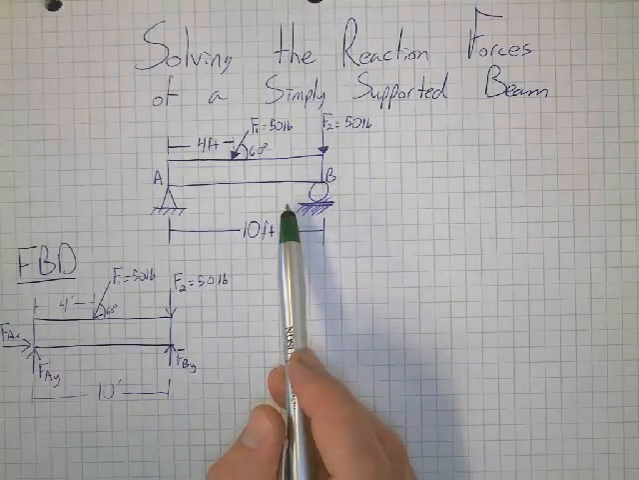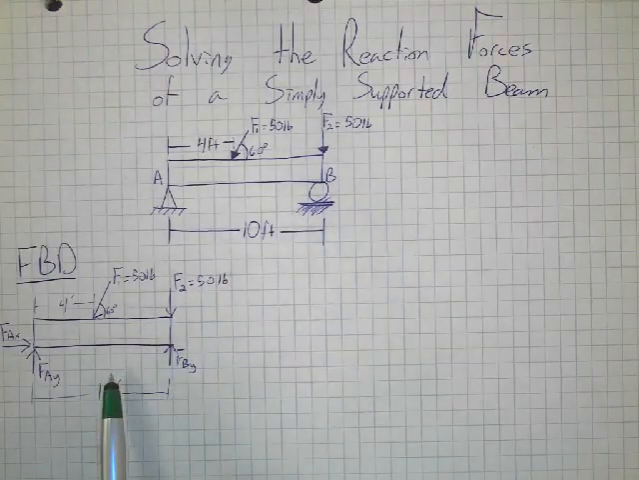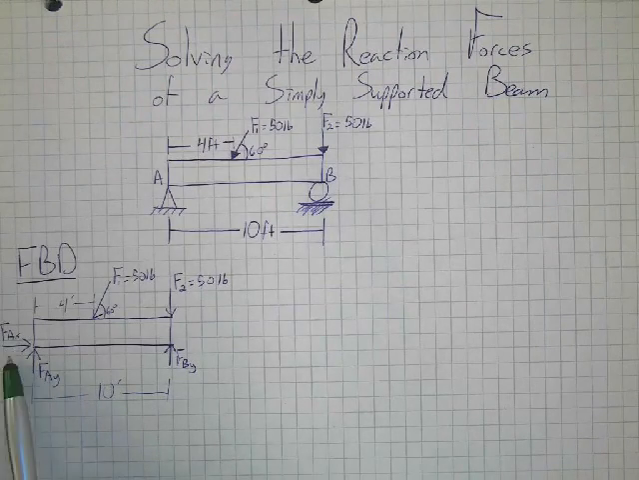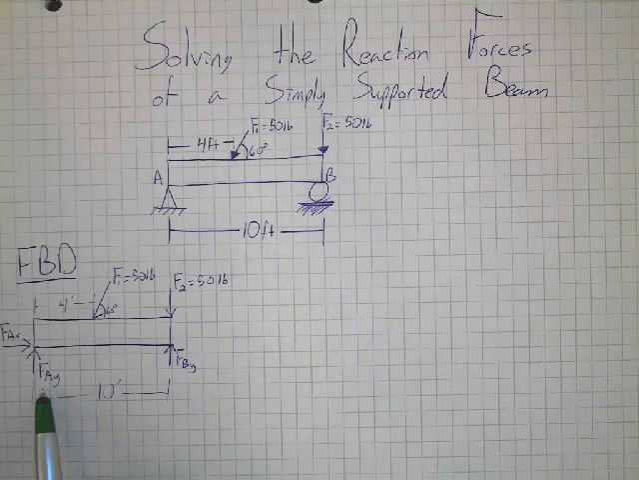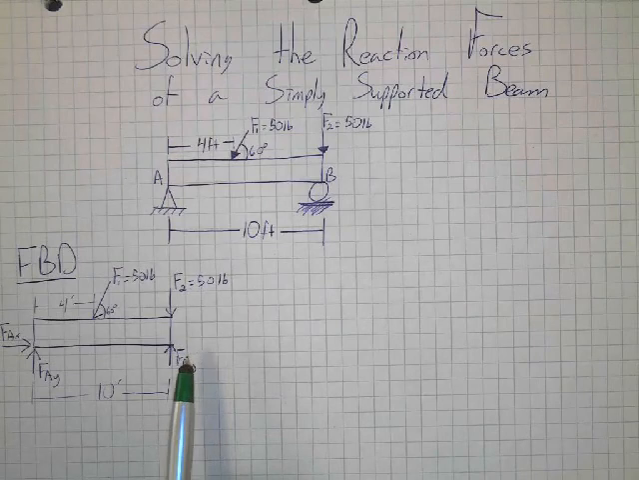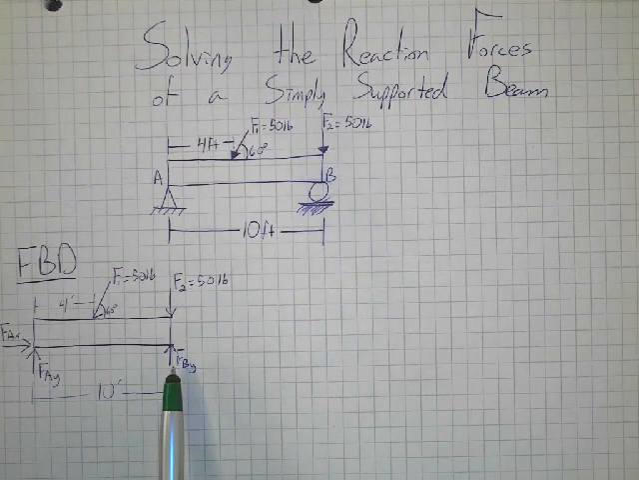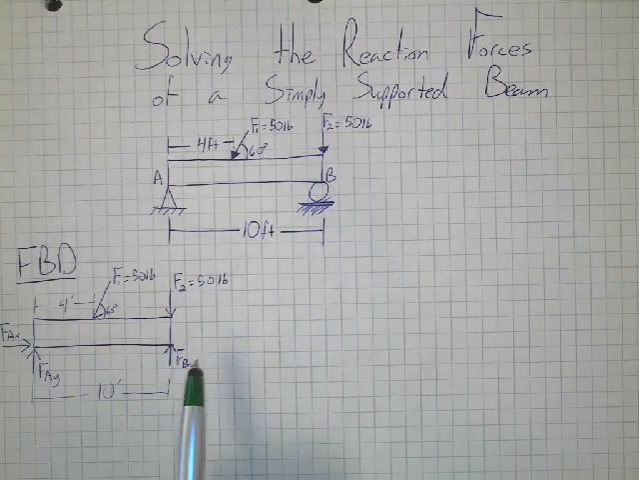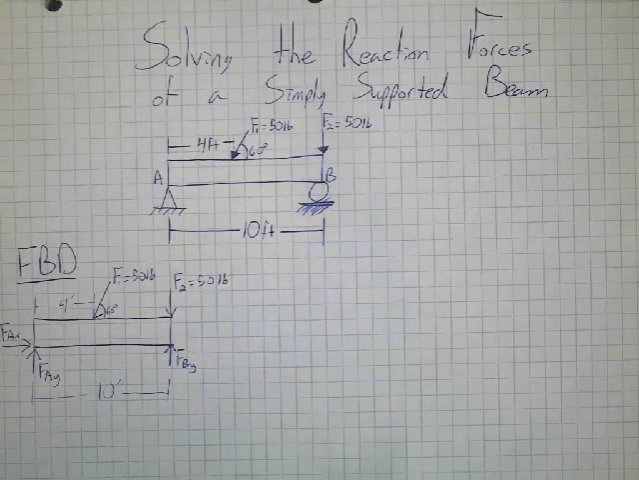So from there, let's break that down into a free body diagram, which I've drawn off to the side here. At point A, I've replaced my pinned connection with two reaction forces, force A in the x direction and force A in the y direction. And then at point B, since it's a roller connection, I've replaced that with one reaction force perpendicular to my beam, and that I call FBY. My other two forces come along for the ride.